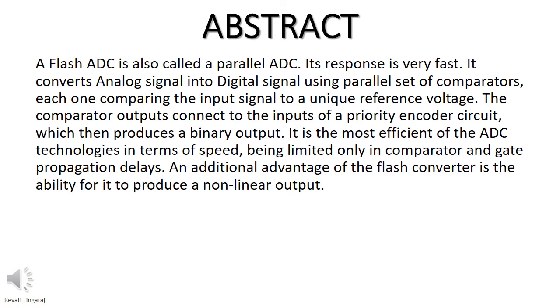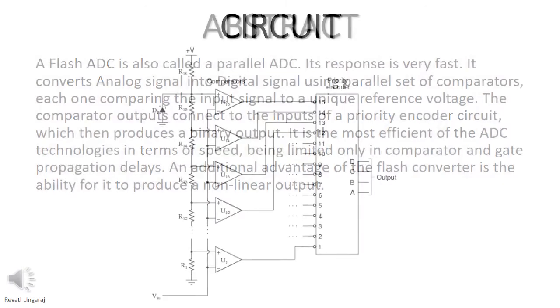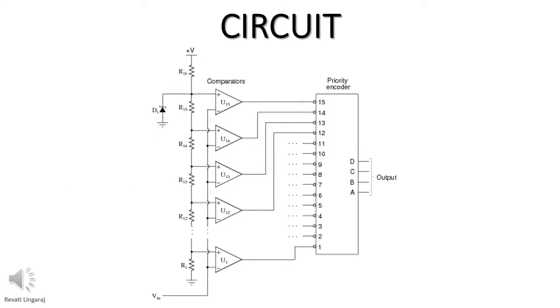For high-speed applications, flash ADCs are often used. The ADC has been designed and implemented using the Multisim tool. The following slide shows the circuit diagram of the 4-bit flash ADC using priority encoder.